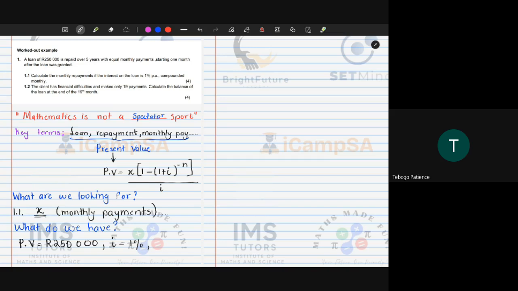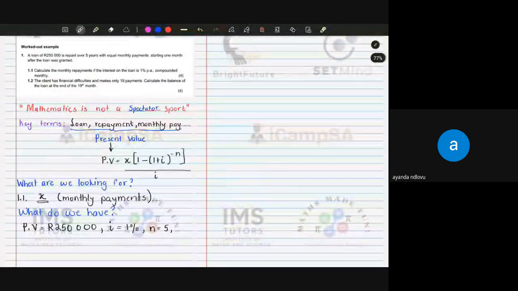What else do we have, guys? We have the N, which is 5. What else which is important that we need to include here? M, which is 12. And what is M for? Or what is M? Compounding period. You guys are geniuses. So M is the compounding period, guys. So you understand what is happening. So now what we need to solve for is X.